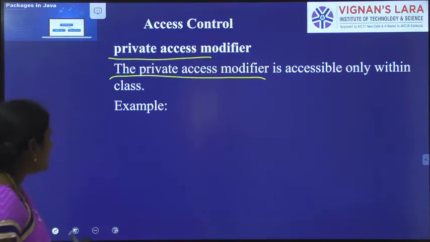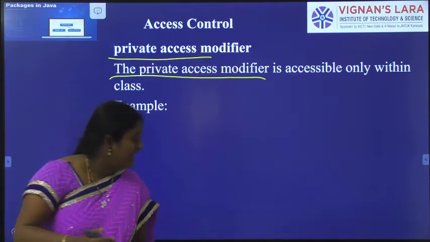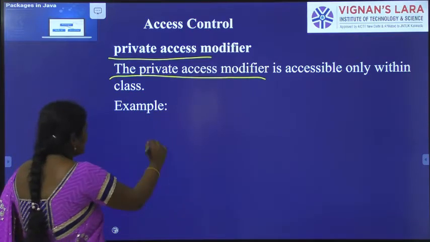Let us see the program, then you can easily understand and get much clarity about the private access specifier. So here I am writing a simple program.